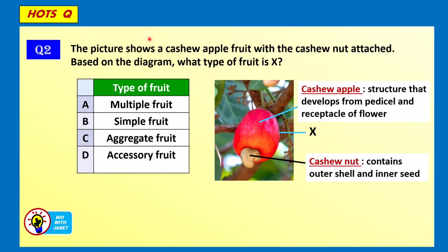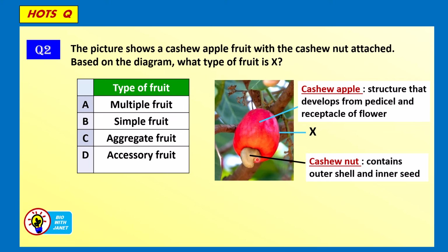Let's look at this interesting question here. Question 2, which is a HOTS question. The picture below shows a cashew apple fruit with a cashew nut attached to it. Based on the diagram, what type of fruit is X? X is actually called the cashew apple, and it is a structure that develops from the pedicel and receptacle of the flower. So that's the hint for you.